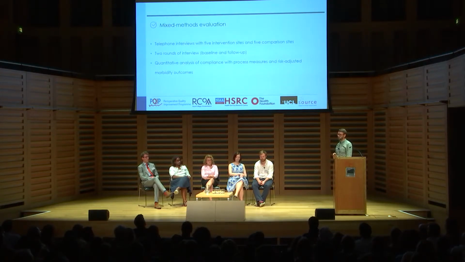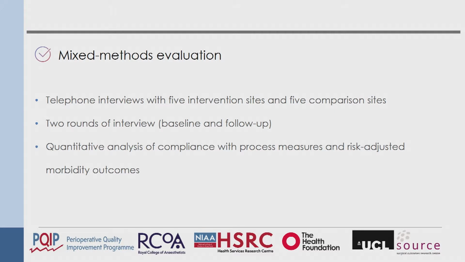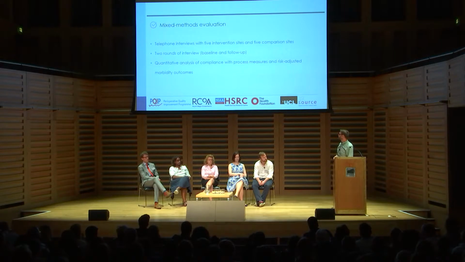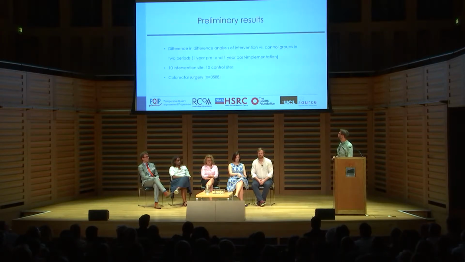So we are coming towards the end of a mixed methods evaluation of that. Essentially that means we're going to look at a whole load of quantitative stuff. We're also going to look at some qualitative outcomes as well, which have involved telephone interviews with 5 of the intervention sites, 5 of the control sites. 2 rounds of interviews, 1 at baseline and then 1 at follow-up as well, and hopefully some of these will help to inform possibly a wider rollout of this to the rest of PQIP. And as I said, the quantitative analysis will look at some of the process measures and morbidity as well.